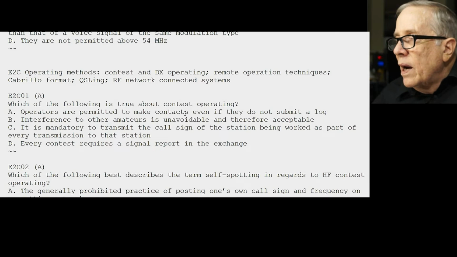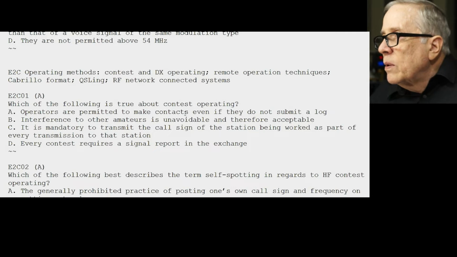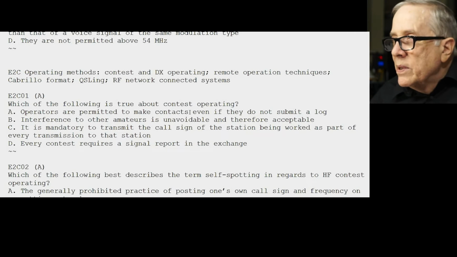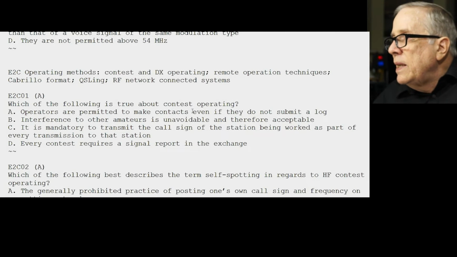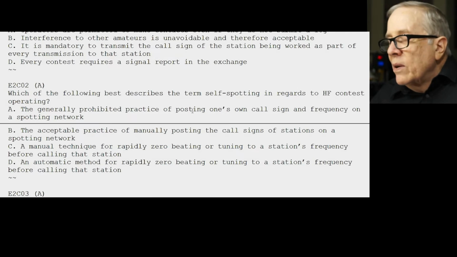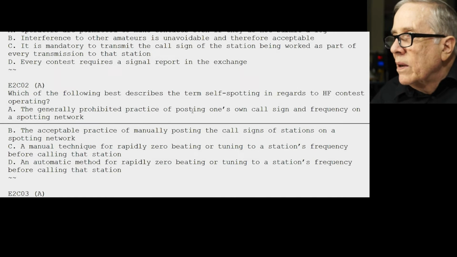All right, next section, operating methods. E2C01. Which of the following is true about contest operating? And we just had a big contest this last weekend. And the answer is operators are permitted to make contacts even if they do not submit a log. Well, of course they are.